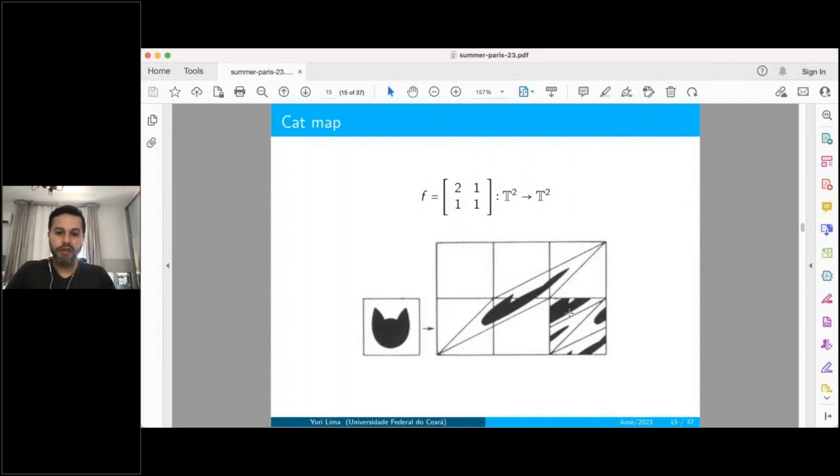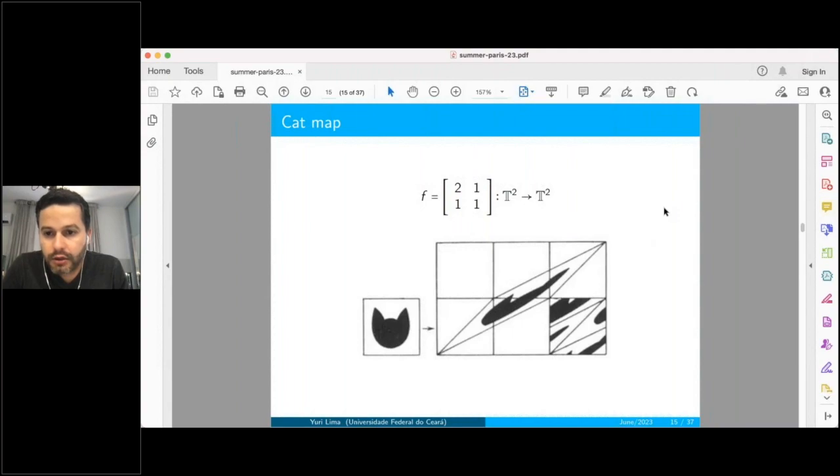So if you do this with all the pieces that are outside of the unit square, you find out that the image of the cat in the torus is this weird picture here, which is represented in the bottom right square here.